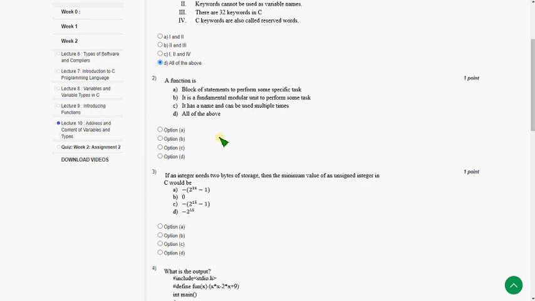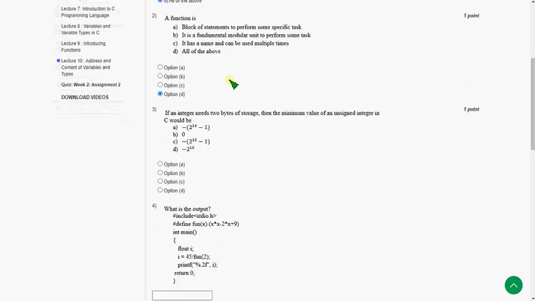Second question. A function is a block of statements to perform specific tasks. It is a fundamental modular unit. It has a name and can be used multiple times. So the answer for second question is option D, all of the above. That is the fourth option.